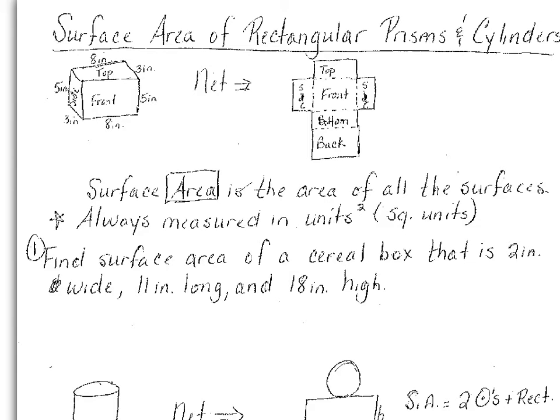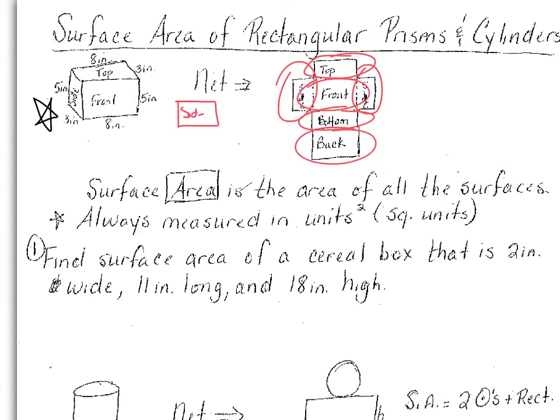Okay. Remember in our notes the other day we talked about nets? If we unfold this rectangular prism, this is what it's going to look like. So you've got the top, you've got the front, and you've got the sides. Notice that you have two sides, a top and a bottom, and a front and back. So there's 6 of them. If this is a side, we have 2 of these, and they're 3 inches by 5 inches.